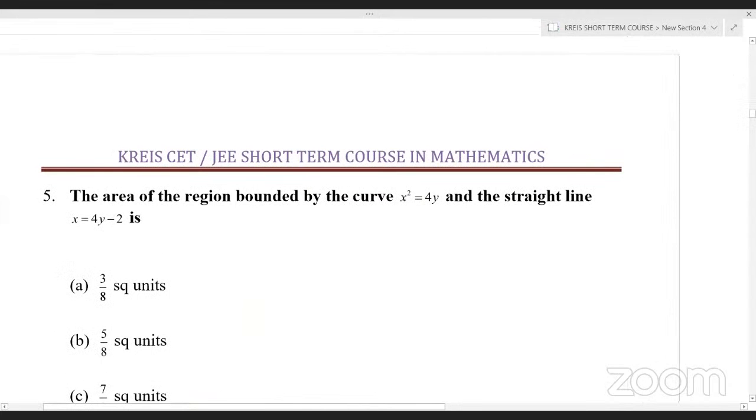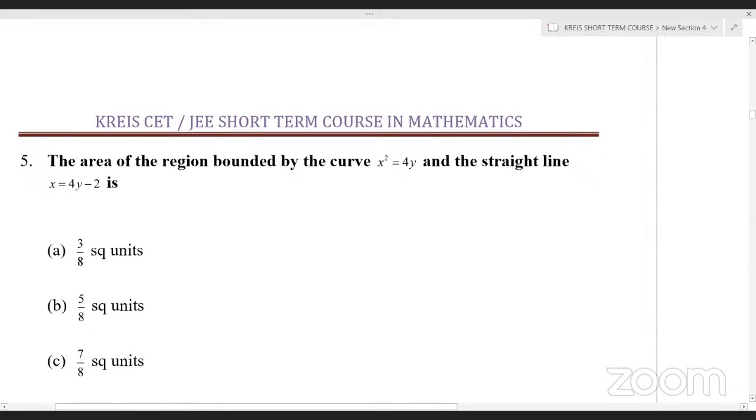Now we have the area bounded by the region x squared is equal to 4y, and the straight line x is equal to 4y minus 2. But x squared is equal to 4y is going to be an upward open parabola. And another line, you have x is equal to 4y minus 2. This can be written as 4y is equal to x plus 2, and y is equal to x plus 2 divided by 4. I will call it equation 2.